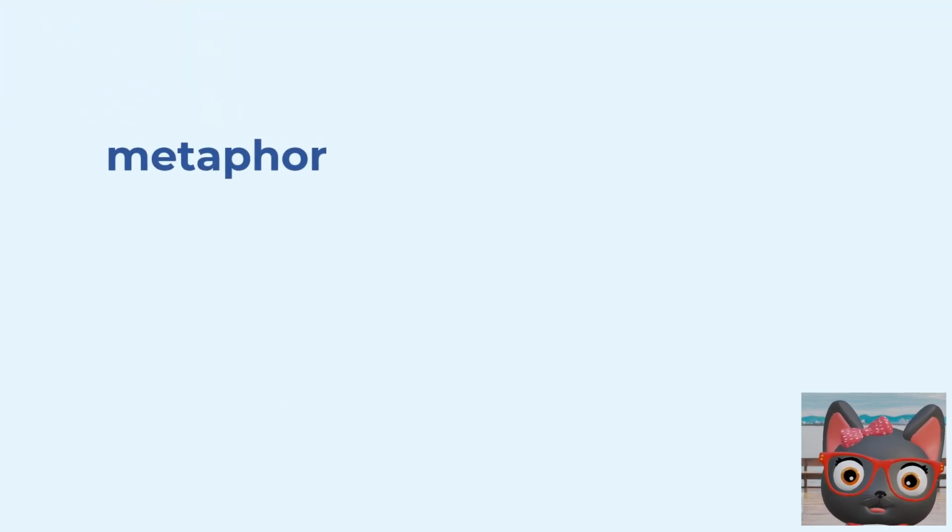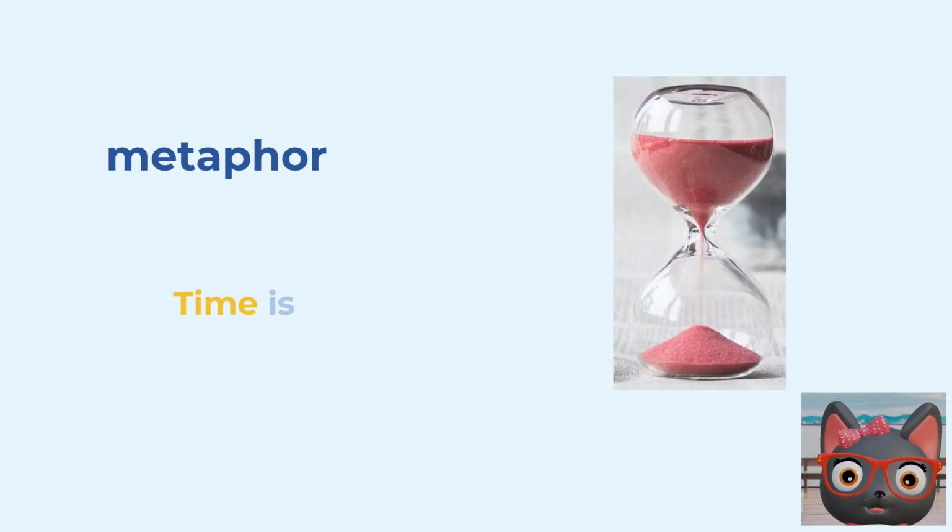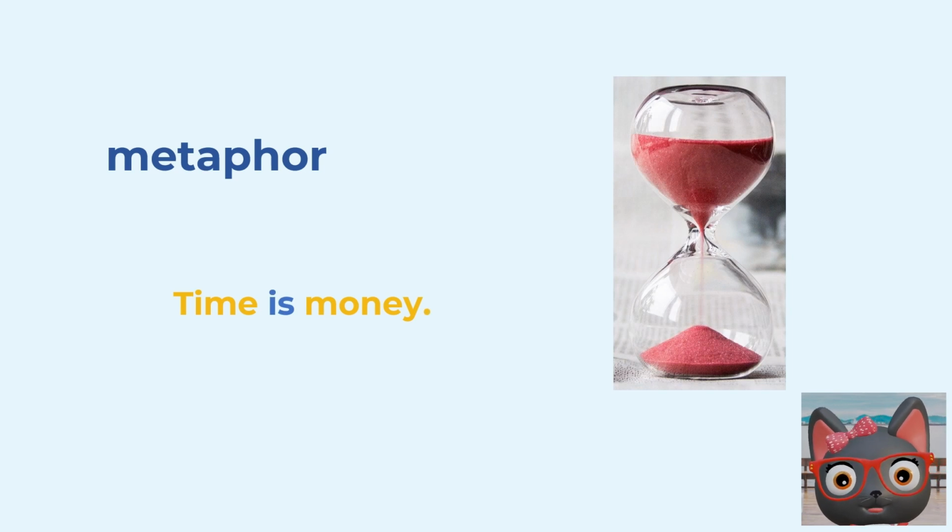Metaphor is when a word or phrase is used to refer to something else that is literally not the same. For example, time is money. They're not the same things, but this proverb is telling us that time is as valuable as money through the use of this metaphor. Metaphors often help words paint a picture and come to life.